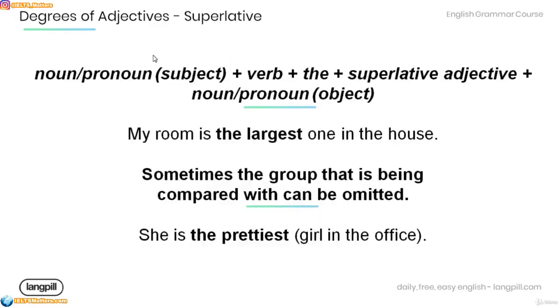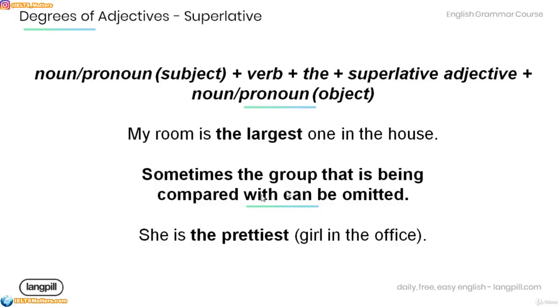Now, to form a sentence using superlative adjectives, we use the following formula. Noun or pronoun as the subject of the sentence plus verb plus the plus superlative adjective plus noun or pronoun as the object of the sentence. Have a look at the example below. My room is the largest one in the house. My room, subject, is verb. The largest, superlative adjective, house, object of the sentence.